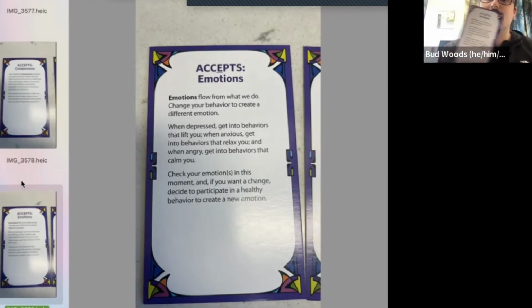Emotions. Emotions flow from what we do. Change your behavior to create a different emotion. When depressed, get into behaviors that lift you. When anxious, get into behaviors that relax you. And when you're angry, get into behaviors that calm you. Check your emotions in this moment, and if you want to change, decide to participate in a healthy behavior to create that new emotion. This one's really powerful.